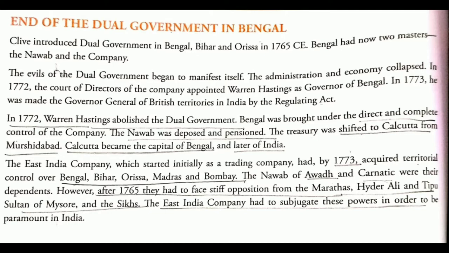However, after 1765, they had to face stiff opposition from the Marathas. While the British were acquiring territory and becoming strong, the Marathas in the southwestern part of India, the Maharashtra region, became a stiff obstruction for the British. They were not ready to surrender in front of the British. Along with the Marathas, Hyder Ali, Tipu Sultan, Sultan of Mysore, and the Sikhs also went together against the British. They also did not surrender.